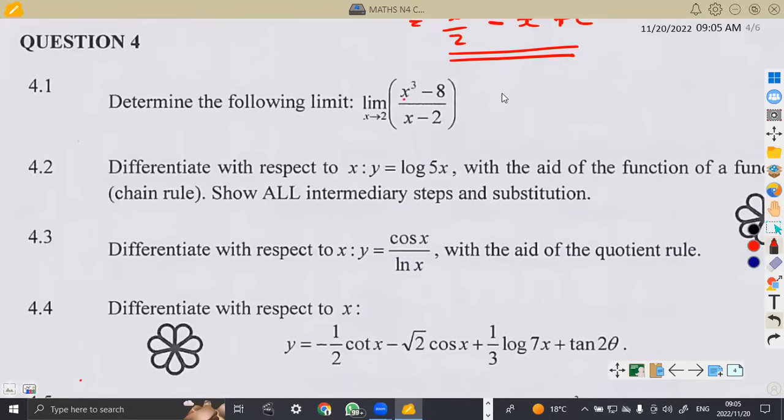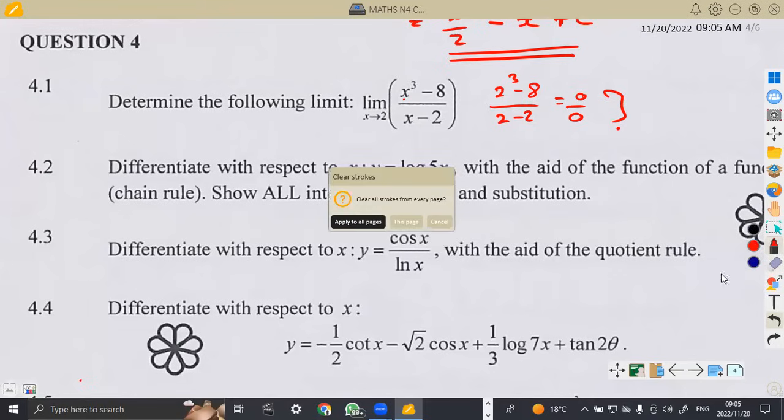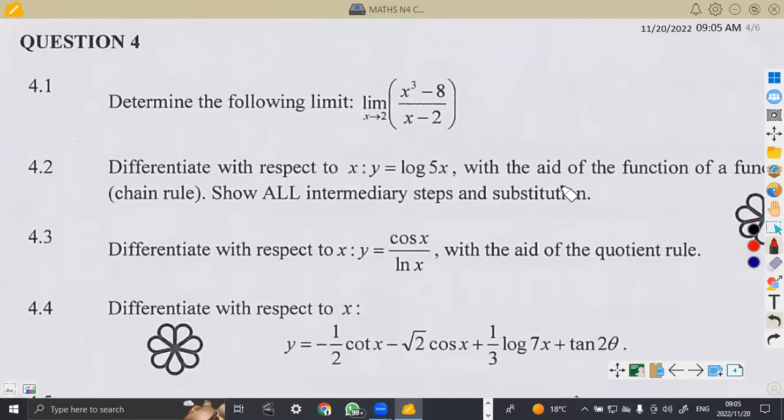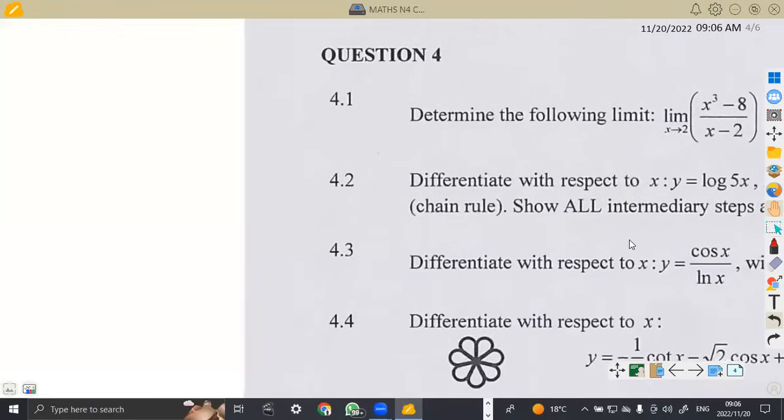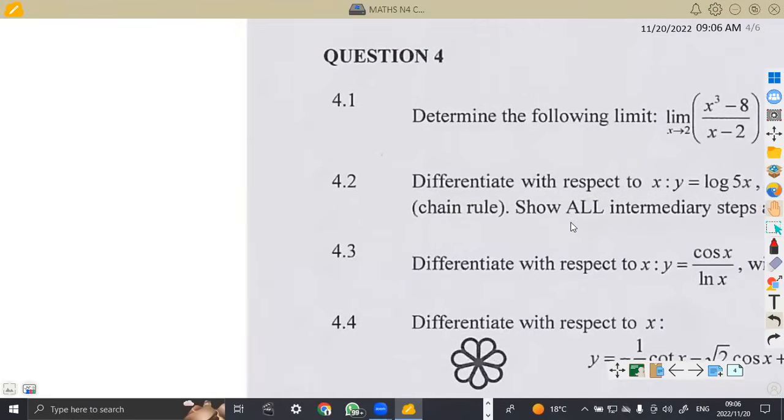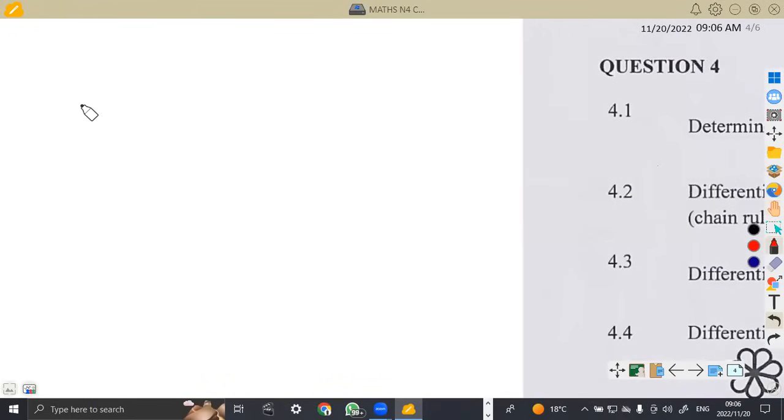So here, if you substitute 2, it is going to be 2 to the exponent of 3 minus 8 over 2 minus 2. So this is 0 over 0, which is actually impossible. So what are we supposed to do? Okay, let's take this aside, since it is impossible for us to have 0 in the denominator. Okay, I want you to see something here. This is x cubed. I'm just going to rewrite it down, it's fine.